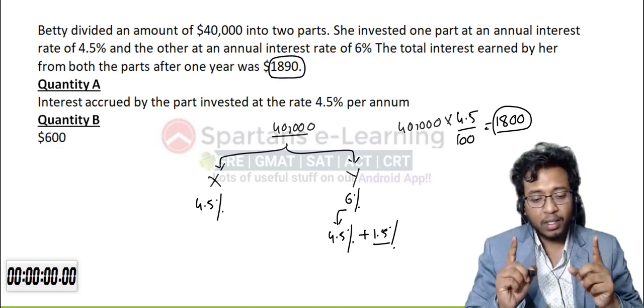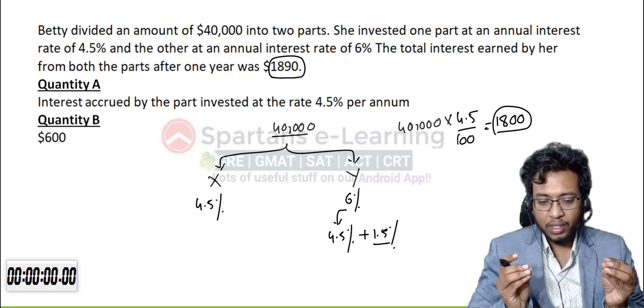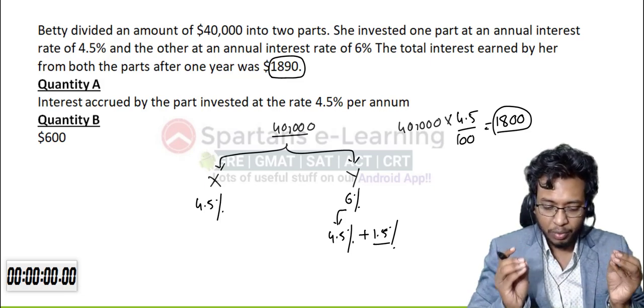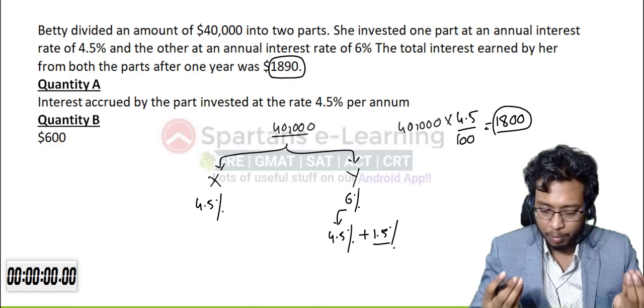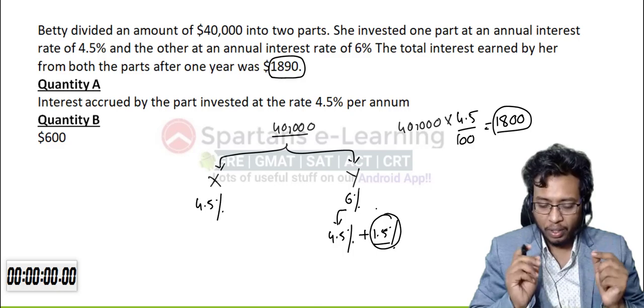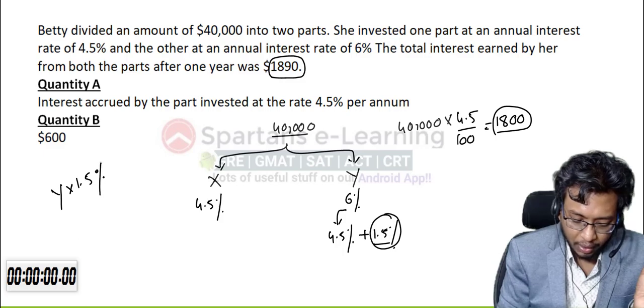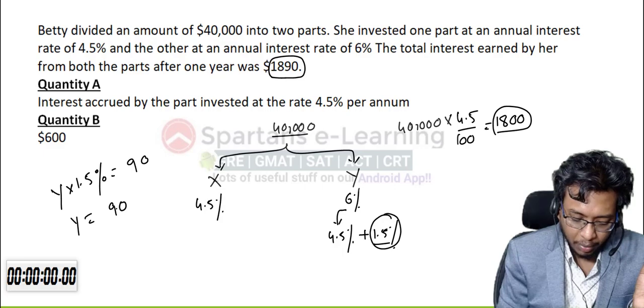So real interest is more than your calculated interest. That means you missed 90. 90 you missed it, right? Why you missed 90? Because on every rupee you are losing out 1.5. So let this be y. On y rupees you are losing out 1.5% interest. That gives you how much? 90. So y will be 90 by 1.5%.